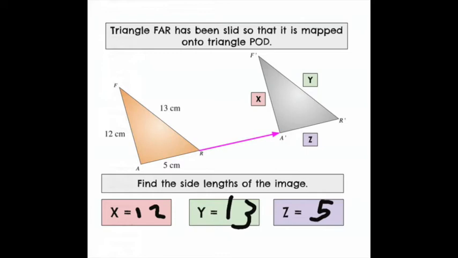So we're thinking of words like position. We're thinking of words like same. Like Louis said, we're looking at what happened to the shape, and then we're coming to a conclusion about what the side lengths might be of these different sides. So many of you said 12, 13, and 5.